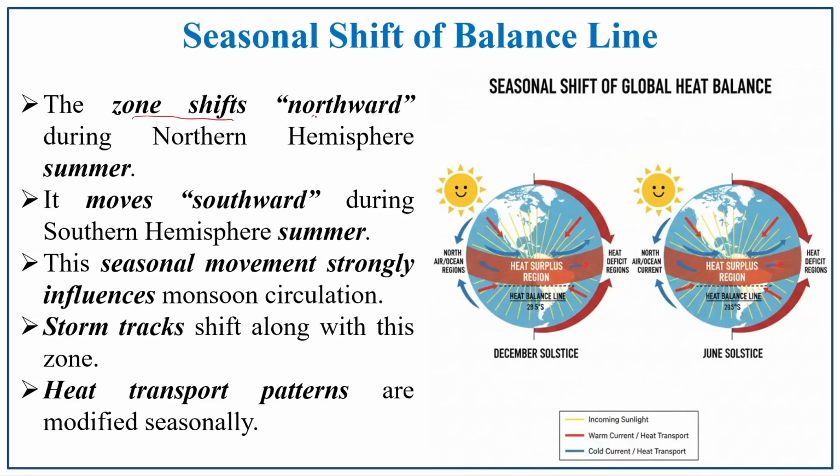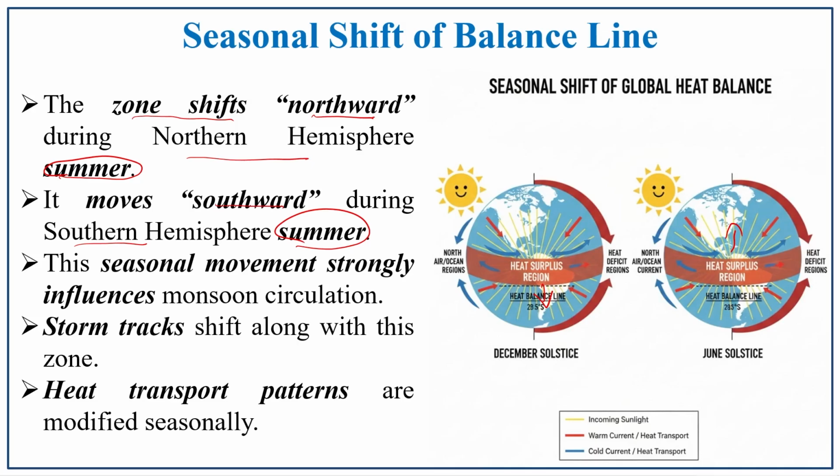Seasonal shift of the balance line. This balance line is not a constant one. It will be shifting seasonally. How does it shift? The zone shifts northward in the northern hemisphere during what? The summer season. It will be shifting on the northern side, and a southward shift will be there in the southern hemisphere in the summer. So, the shift of this 38° latitudinal line will be there in the northern and southern hemispheres both in summers.